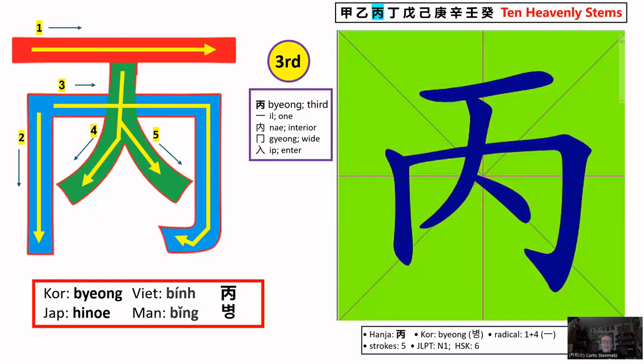Okay, all right. Now let's look at the character itself. The character is Byeong. Its primary meaning is the third heavenly stem. It can also sometimes be used as an ordinal number. Chinese, Japanese, Korean, and Vietnamese all have more than one way that you can refer to ordinal numbers. It's kind of like how sometimes in English we use letters when we're making lists.